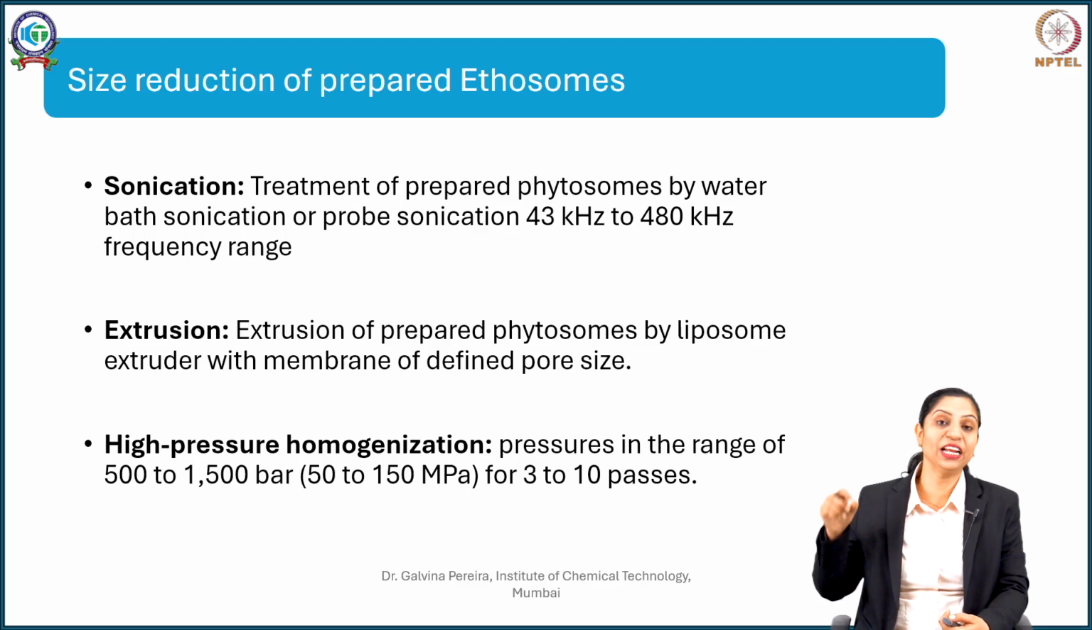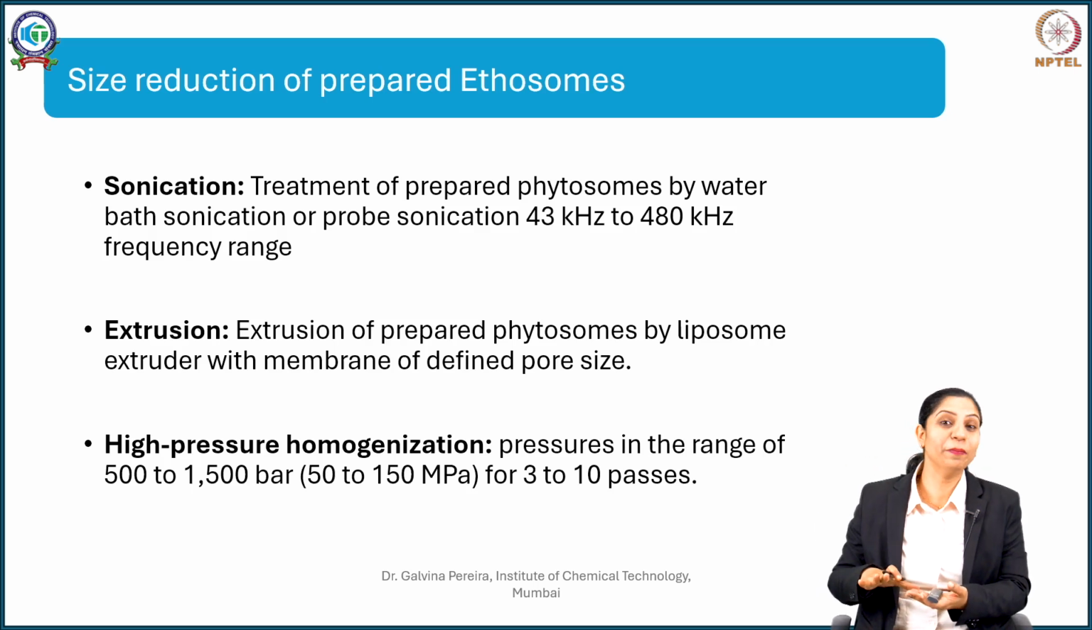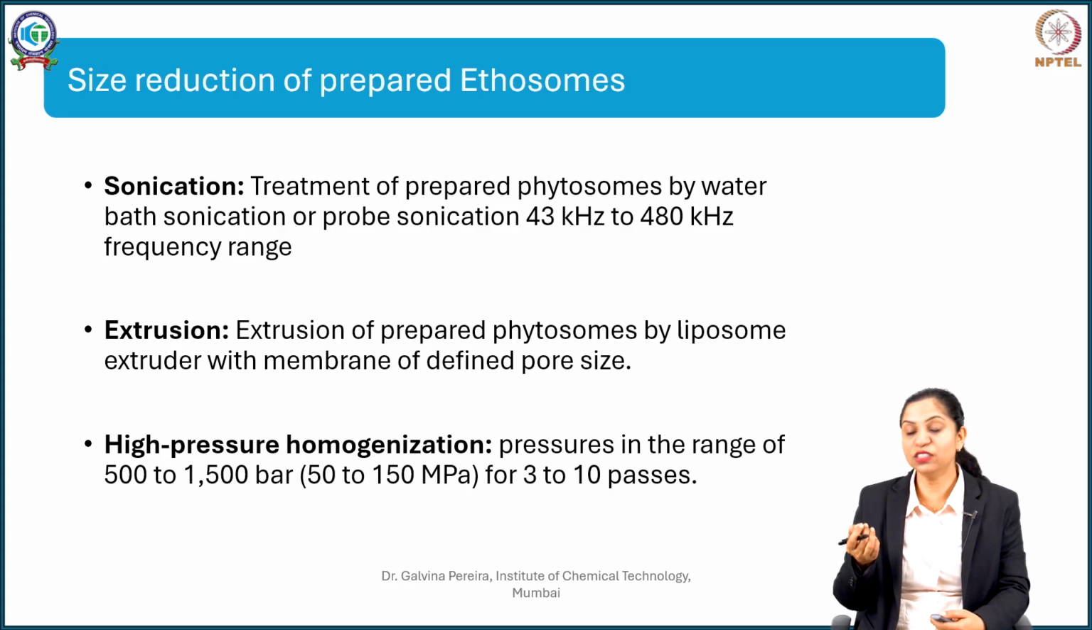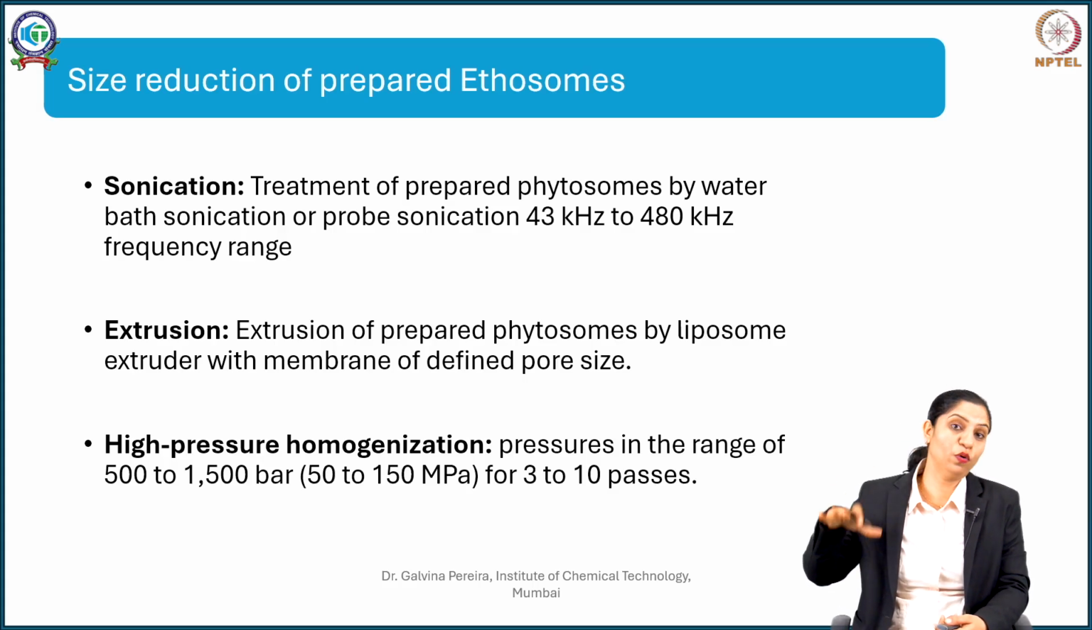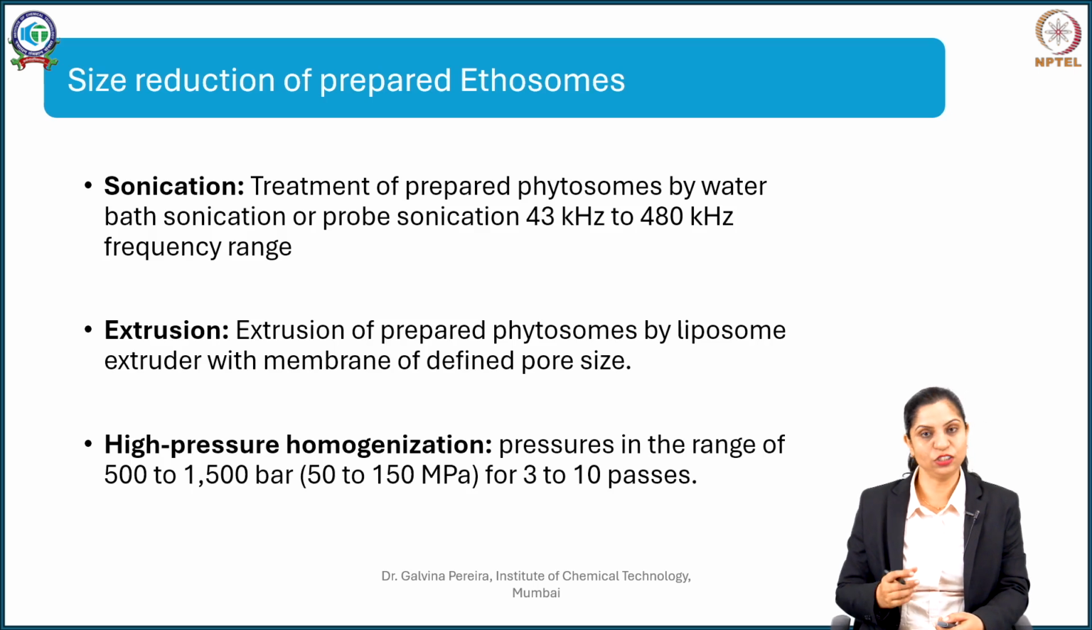This includes treating or pulsating with an ultrasound probe, generally at about 43 to 480 kilohertz frequency range, or you could press and extrude it through a membrane filter in a very similar way to your liposomes, with a defined pore size or defined apertures. Not only that, you could use the high pressure homogenization method, which uses really high pressure, up to 1500 bars, that is up to 150 megapascal, and pass it multiple times, up to 3 to 10 times. The more you pass it, the finer it becomes.